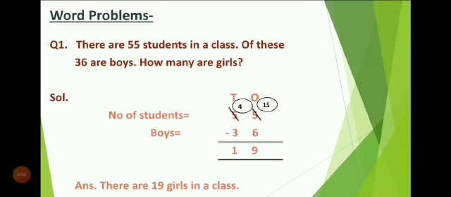Then, we will subtract the tens. It means we will subtract 3 tens from 4 tens. We will get 1 ten. So, we will write 1 under the tens column. We will get 19. So, it means there are 19 girls in a class.